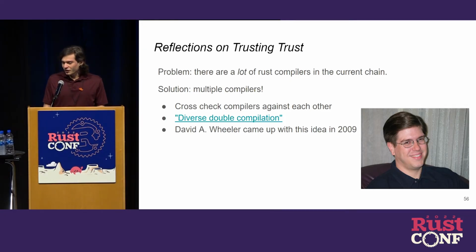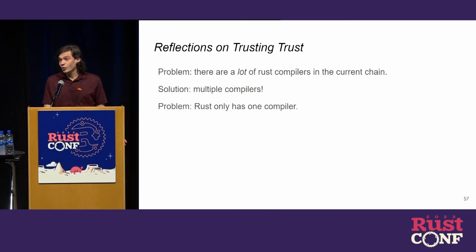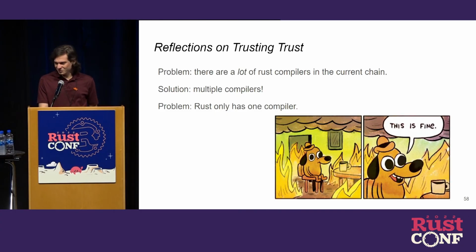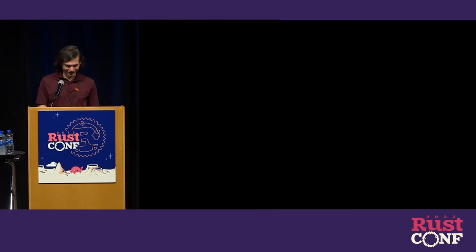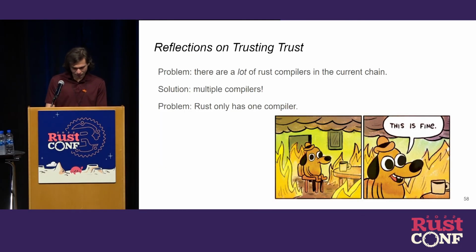The problem for Rust is we don't have multiple compilers. We only have one compiler, the official compiler. That's fine. Everything's fine. It's probably not a big deal. I seem to have messed up my slides. There we go. All right. Everything's fine.